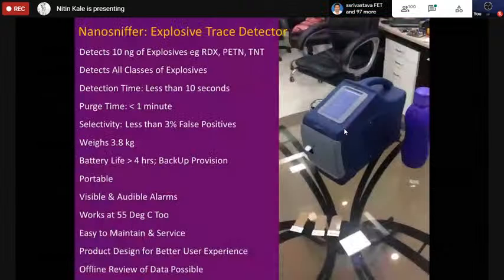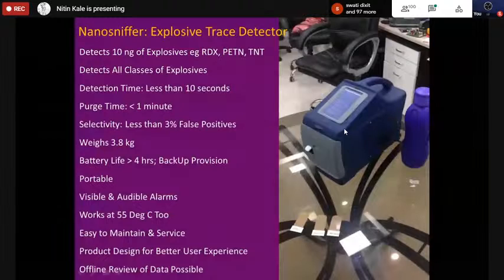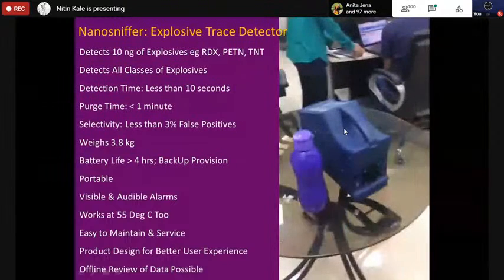This is the Nanosniffer instrument that we have developed, and we have actually started marketing it also, showing demonstrations. It detects all types of explosives, even less than 10 nanograms. We require hardly 8 to 10 seconds to detect. It's a handheld, light, battery operated device. It works at high temperatures also. Somebody said that you are from Nagpur, so it will work at Nagpur, 48 or 49 degrees Celsius also. So I'll just show a demo of that. So you go around that.